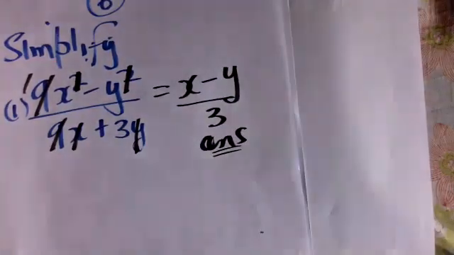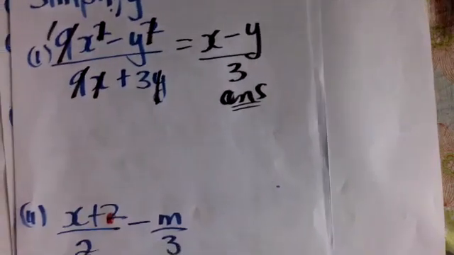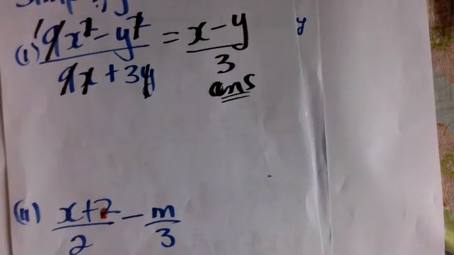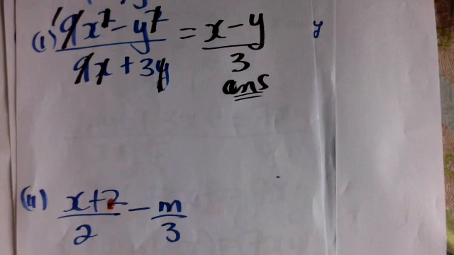Easy marks. All right, go ahead and try this one now. This one says x plus 2 minus m over 3. 2 minutes, guys. 2 minutes.